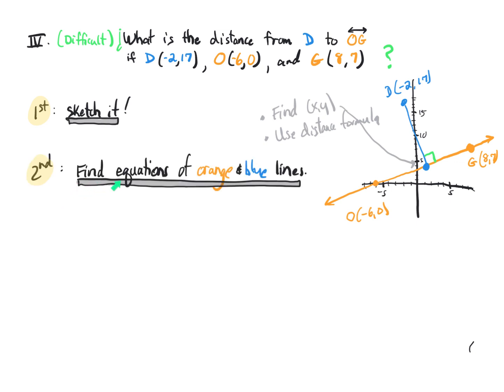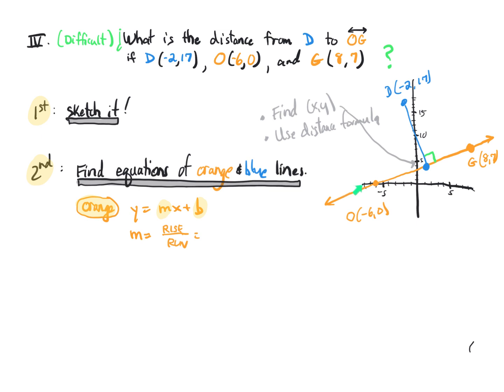We need to find the equations of the orange line and the blue line. We'll need the slope and the vertical intercept. The slope is the rise over the run, the ratio of rise to run. You can see to get from this point to this point, the vertical components are 0 and 7, so we'd have to rise 7 and then run however far this is. Well, from -6 to here is 6 units plus another 8 units, so that's 14.